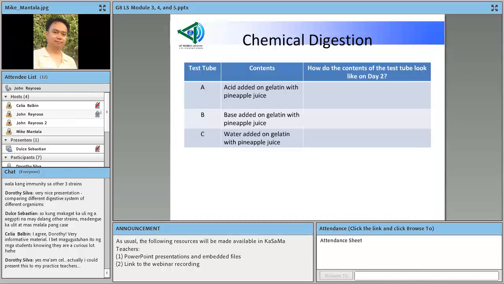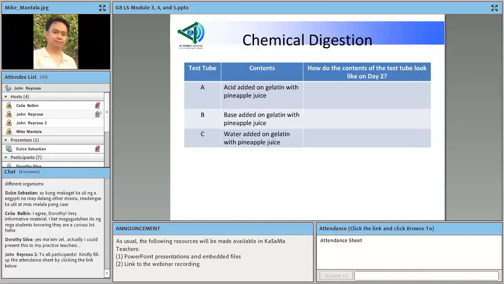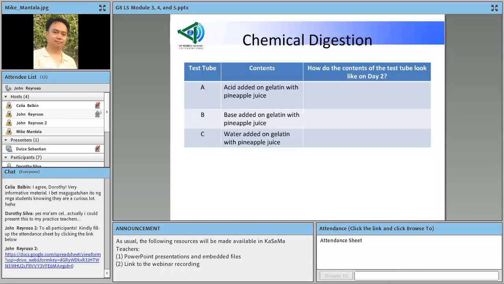Okay, dun sa activity natin, they can actually make use of hydrochloric acid for acid and sodium hydroxide for base. Tapos titignan nila kung ano yung mangyayari dun sa content ng test tubes A, B, and C on day 2. So how do the contents of the test tubes look like? Theoretically, sa test tube A, yung gelatin should have already started disintegrating. So medyo nag-liquefy na rin siya dito sa test tube A.